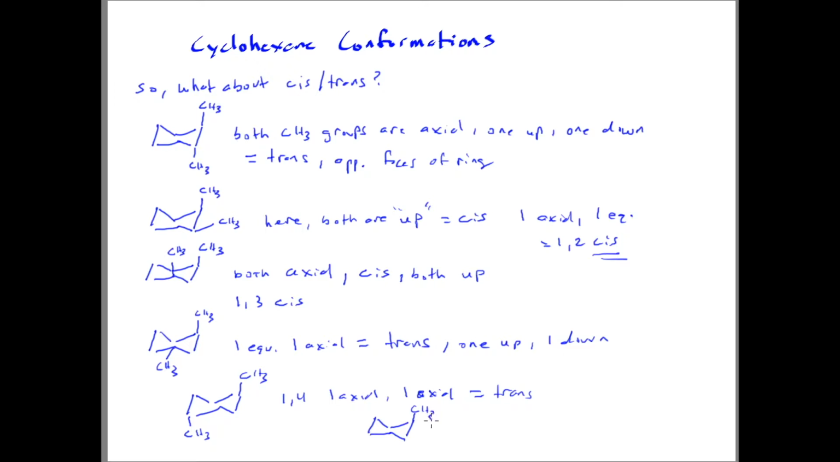Now, if I draw another ring here and I put one axial, one equatorial, that gives me 2 of them that are on the top face of the ring. And so therefore I have one axial, one equatorial, and in the 1,4 position, they are indeed cis now.